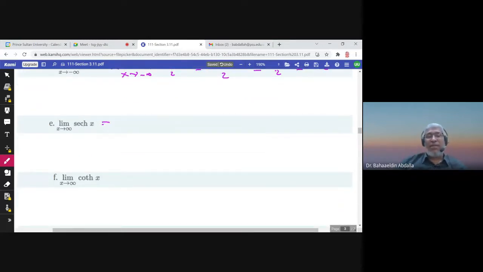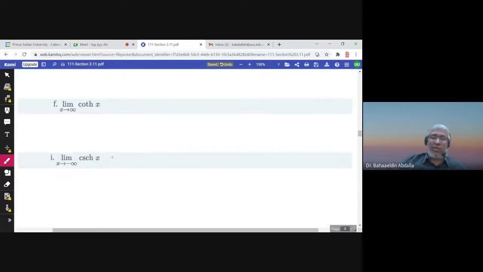Hyperbolic secant is the reciprocal of hyperbolic cosine, or cosh. Cosh is e to the power x plus e to the power negative x over 2. So the hyperbolic secant would be the reciprocal. Now, if I replace x by infinity, e to the power infinity is infinity. E to the power negative infinity is 0. Infinity plus 0 is infinity. 2 over infinity is 0. So the limit is 0.